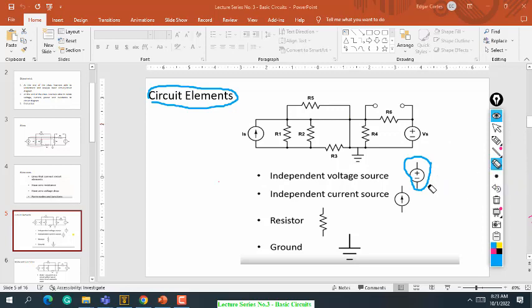We'll proceed with the circuit elements. Number 1, this is called an independent voltage source. And then we also have what we call an independent current source, sometimes called IS, meaning independent current source. I stands for current, as we remember, and S is source.